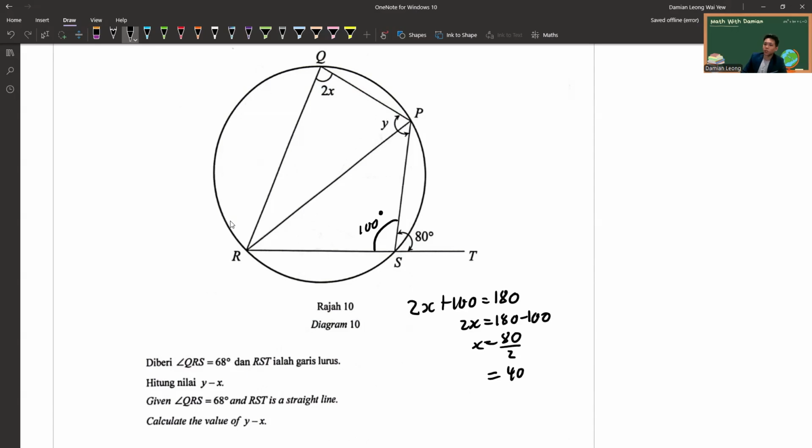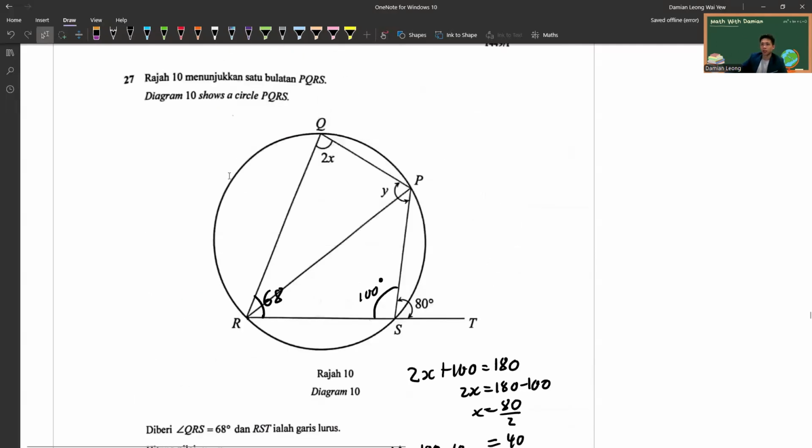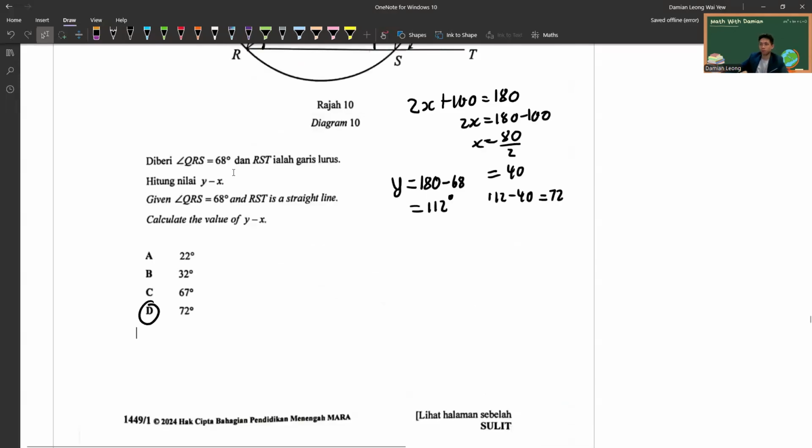Then we also know QRS. QRS here is 68. So also cyclic quadrilateral to find y. y is 180 minus 68, which is 112 degrees. So y minus x means 112 minus 40, 72. Yeah, so answer would be D. Okay, that is question 27.